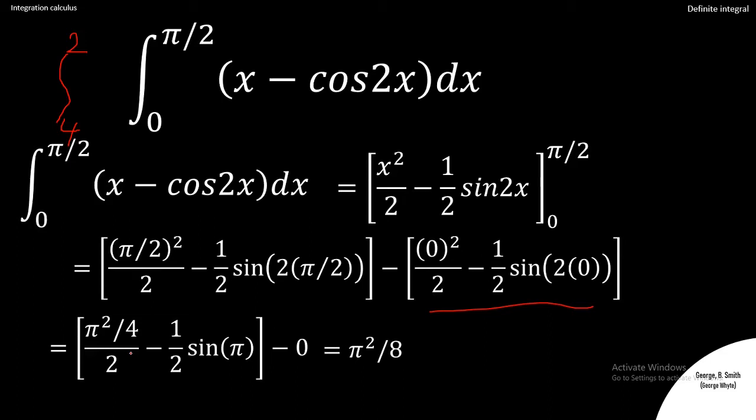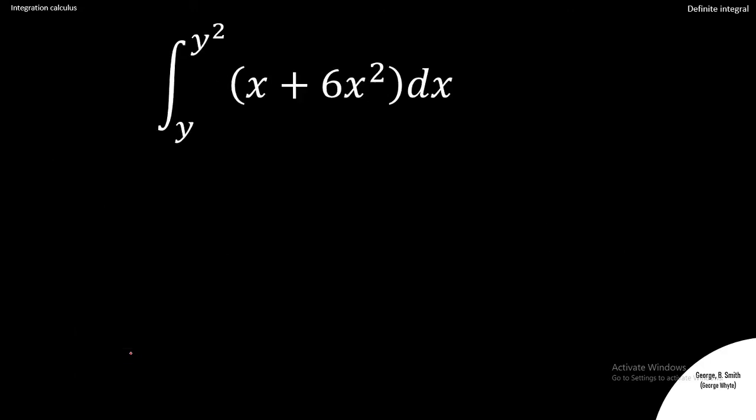Very simple. Just go through it again. Let's see another example. This time around we have something a little bit tricky. We don't have numbers as the lower and upper limits. Rather, they gave us some symbols. They said the lower limit is y and the upper limit is y squared. So we want to integrate this.